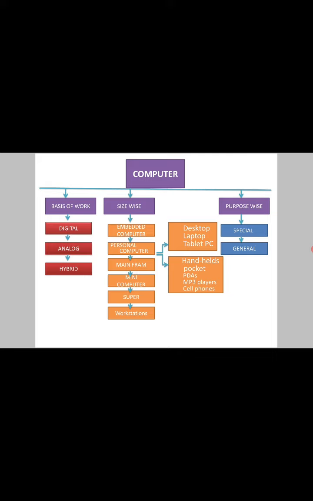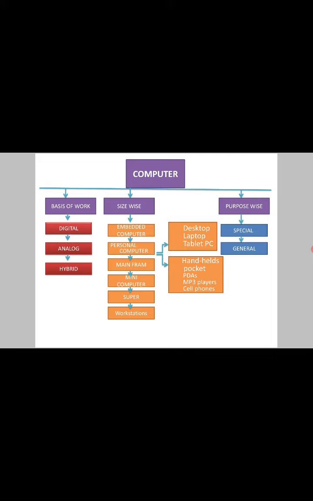Analog computers are also a type of computer, in which the measurement is taken by using some special type of device. Hybrid means it has the features of both digital and analog. So this is the first category of computers: based on their work or type, computers are basically of three types. First one digital, second analog computers, and third one is hybrid computers.